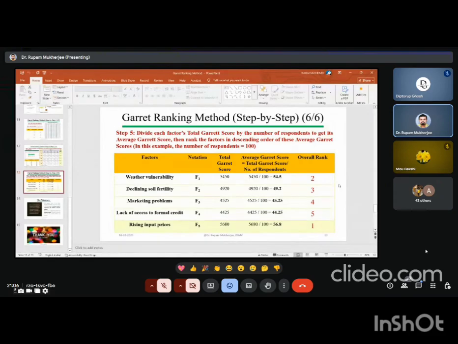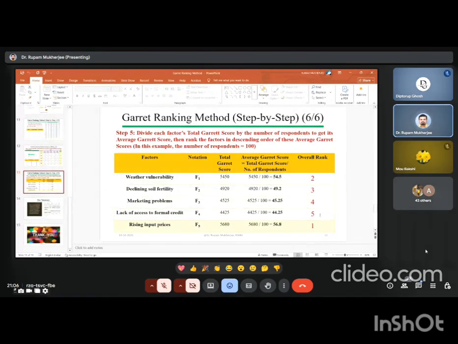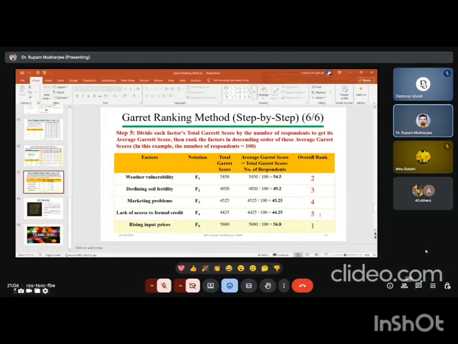Now here you can see the most important becomes the last factor, rising input prices. So here I have marked it as yellow to understand that the rising input prices are going to be the most important one, followed by weather vulnerability, then declining soil fertility, then marketing problems, and then lack of access to formal credit. Now, for this particular sample of these 100 respondents, this becomes the result.